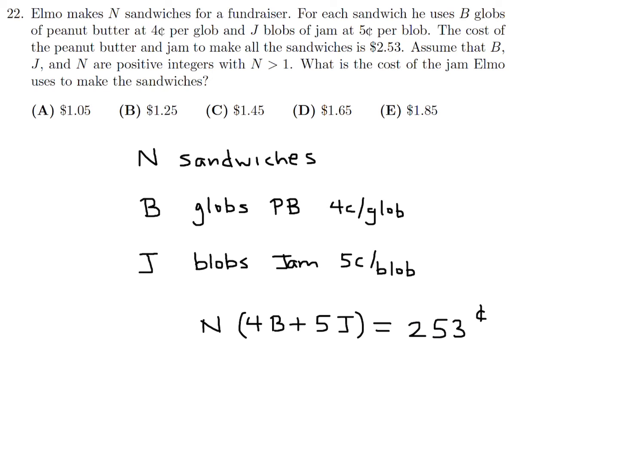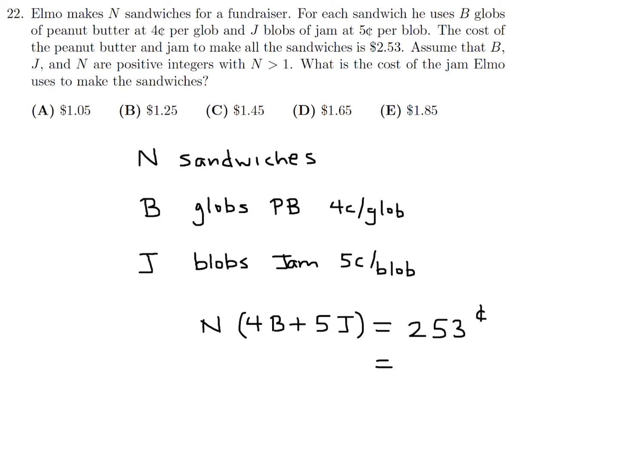That's all they give us. They don't give us anything else. So we've got to do this by inspection, and the only thing that will help us is knowing that N, B, and J are integers. Okay. Well, let's start dividing 253 by numbers and see what we get.